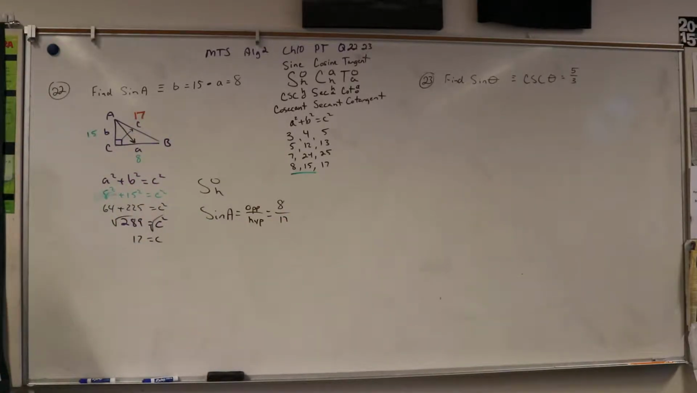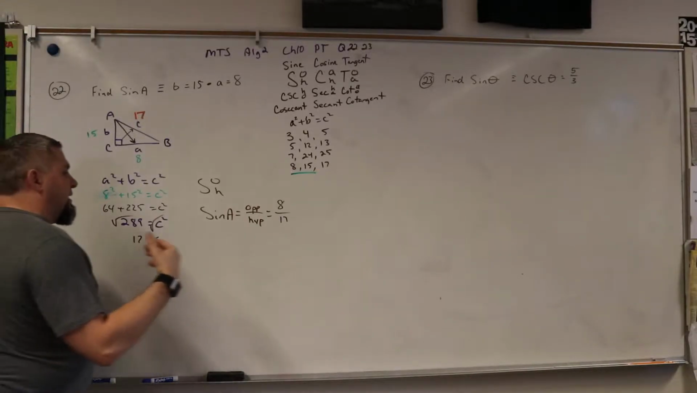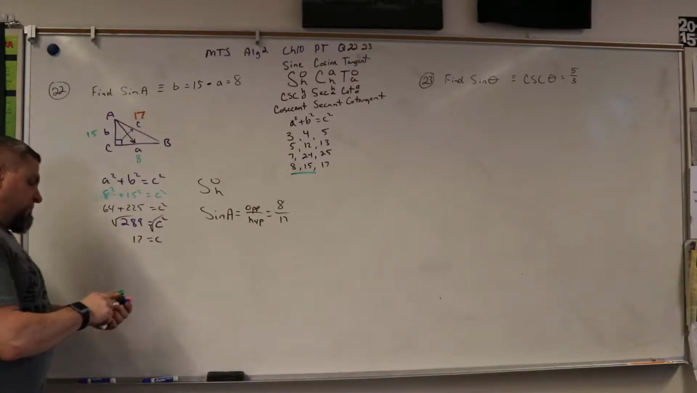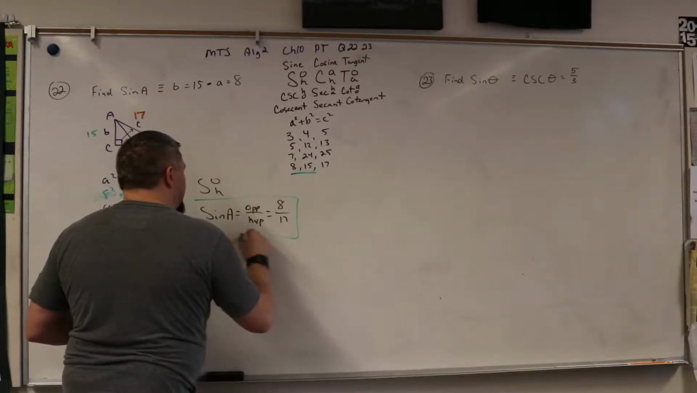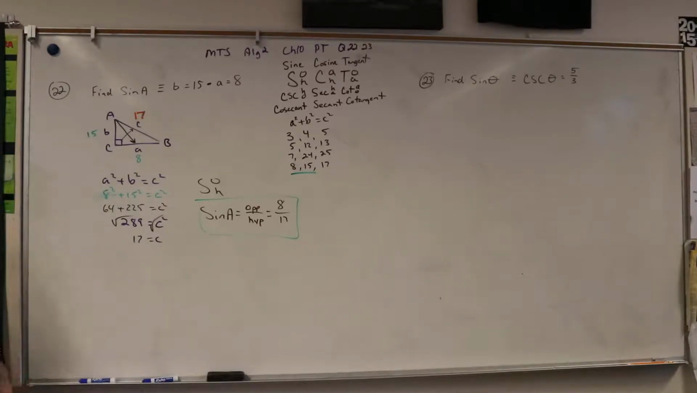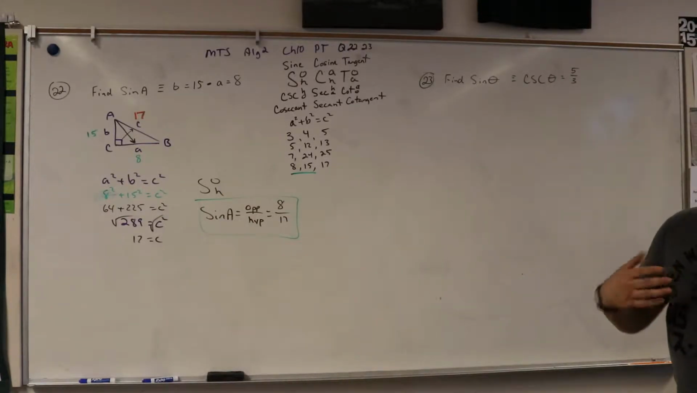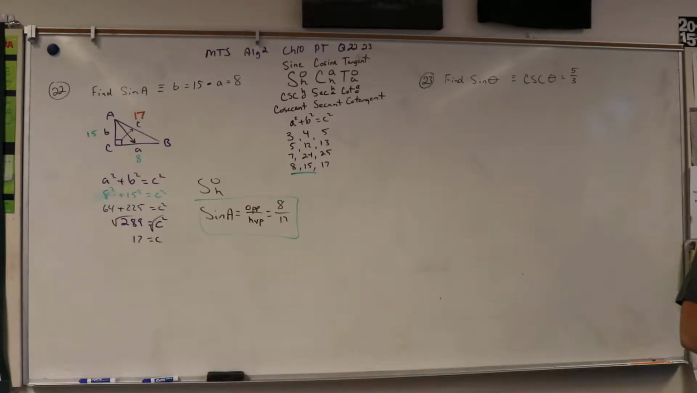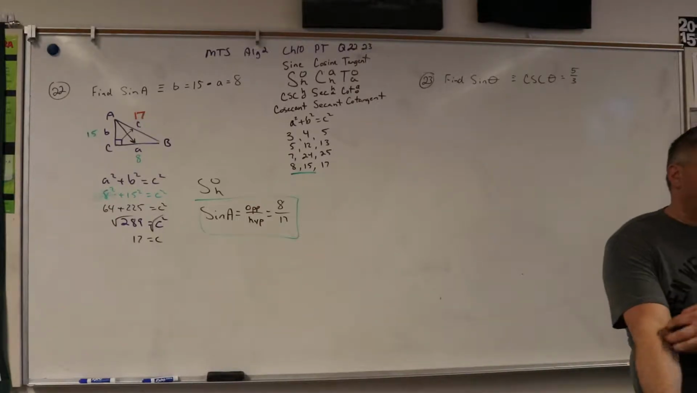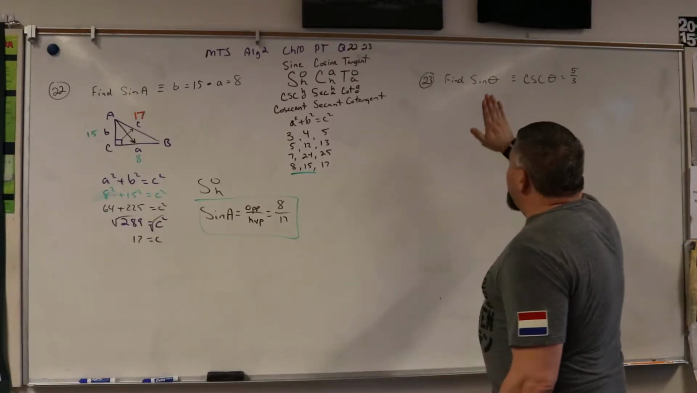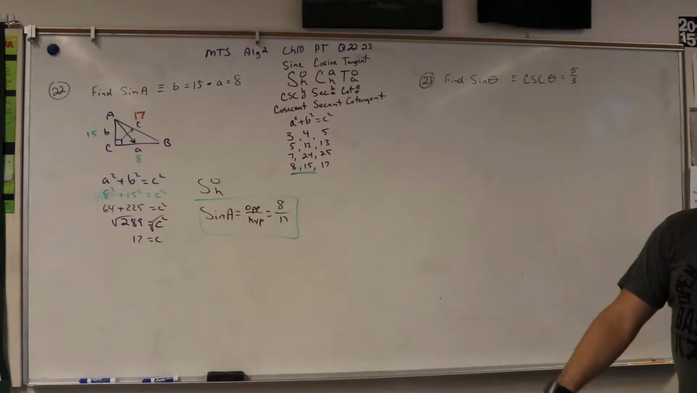Okay? And because 17 is prime, I can't reduce it, and I'm done. The sine of A is 8 over 17. If they ask for a decimal, then divide it out and give the decimal. Nearest tenth, hundredth, thousandth, whatever they ask for. Okay? So 23 is very much the same.